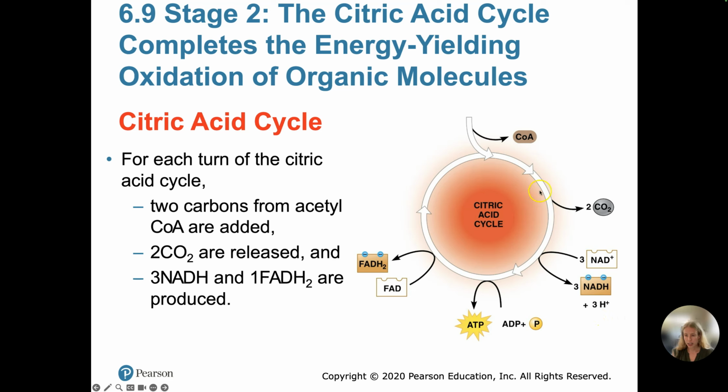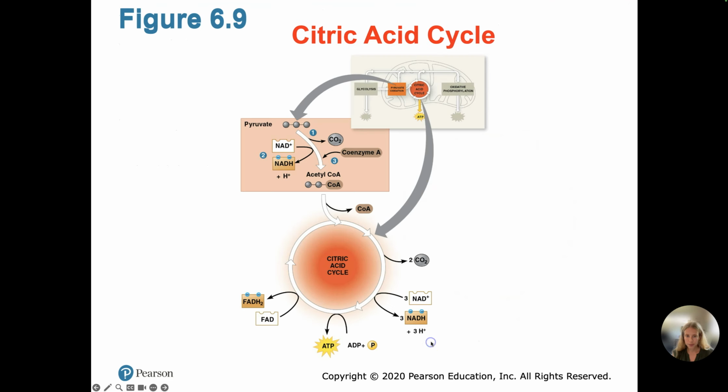These arrows just represent the things that are happening. Coenzyme A breaks off here. Carbon dioxide is released here. 3 NAD pluses are reduced to NADH here. They gain electrons. ADP is phosphorylated to ATP here. And then FAD is reduced to FADH2 there. A reminder again, the pyruvate oxidation and the citric acid cycle do take place in the mitochondria. And the products of pyruvate oxidation, the 2 acetyl-CoA molecules, feed directly into this citric acid cycle.